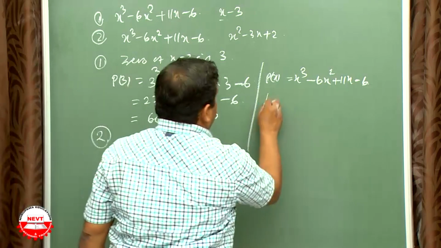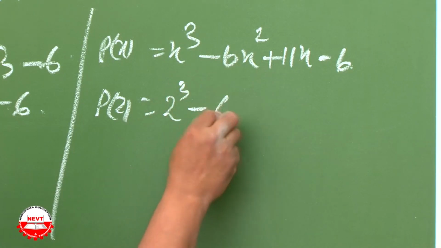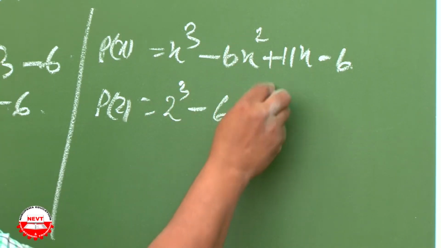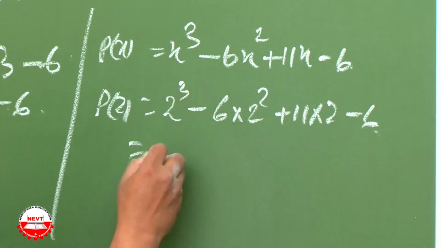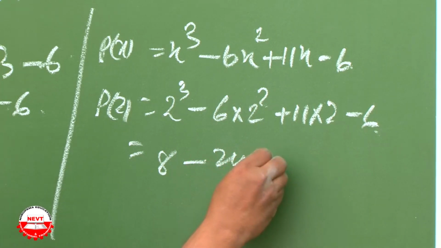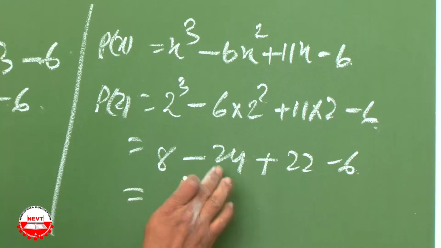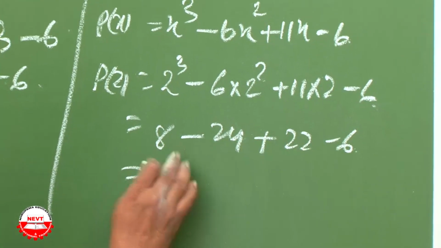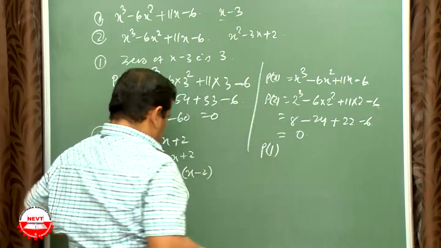Check. P(2) means 2 cube minus 6 into 2 square plus 11 into 2 minus 6 is equal to 8 minus 24 plus 22 minus 6. That means minus 24 minus 6 is minus 30, 22 plus 8 is 30, that means it is 0. What is P(1)? Because 1 is there.